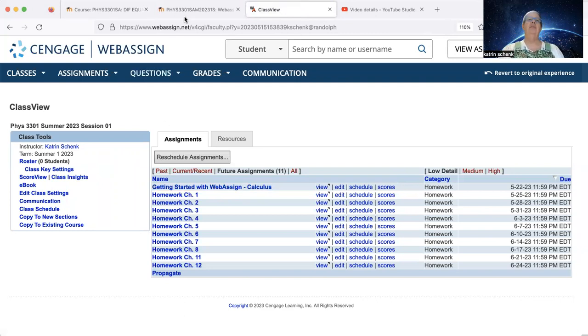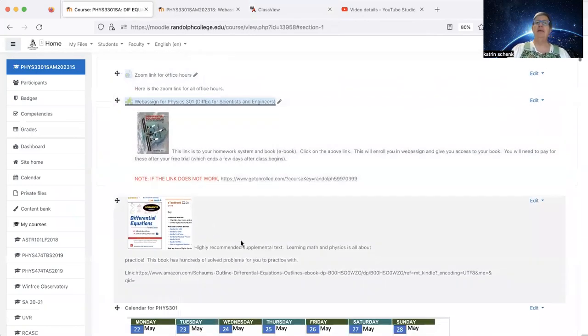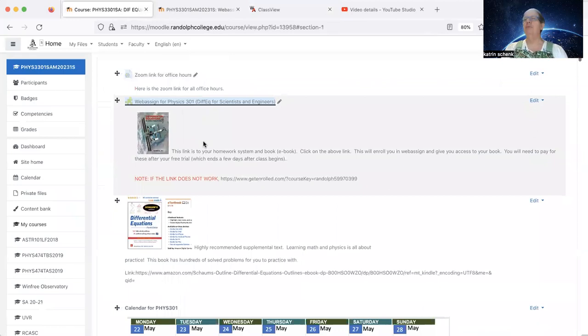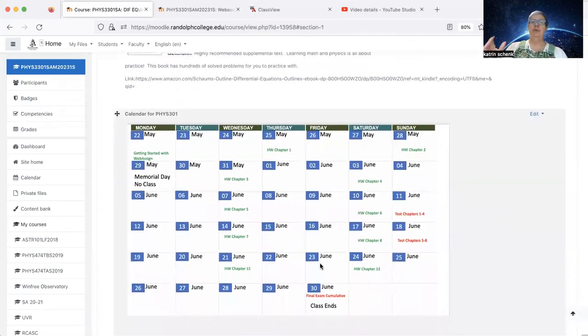Okay. All right, so let's go back and look at the structure here. We also have a supplementary text. WebAssign will come with the book, by the way, if you didn't already know that. And we have a supplementary text, which is really recommended because the more you practice differential equations, the better you will get. And this is very cheap. Kindle edition is like $14. It's a great investment. I would get it. And then a calendar, which hopefully will keep you organized. When it says homework chapter 1, etc., that's when they're due. So like this getting started with WebAssign is due that first day right away.